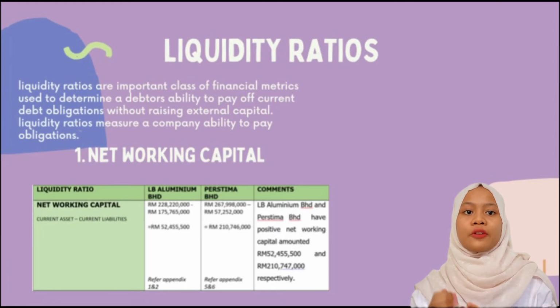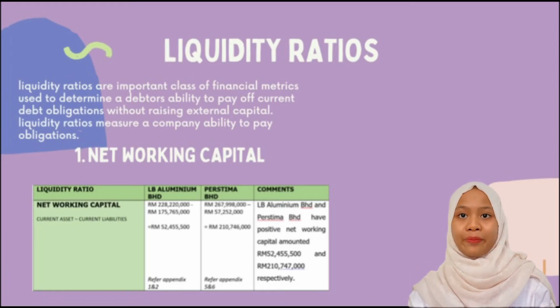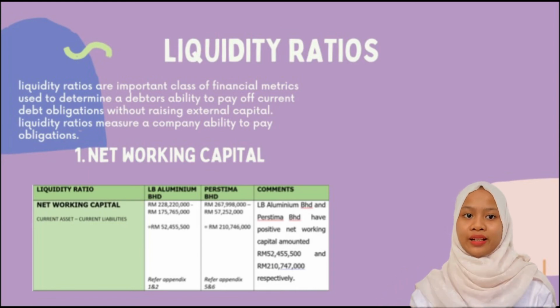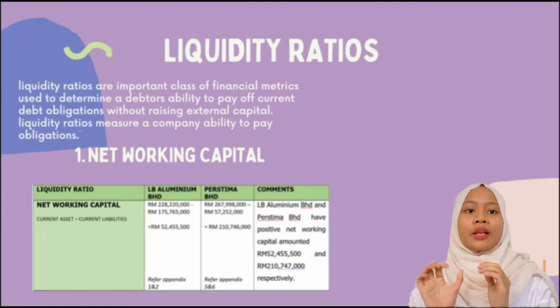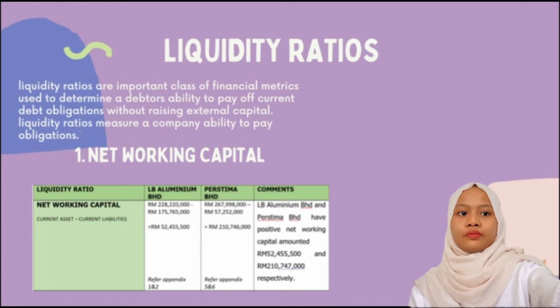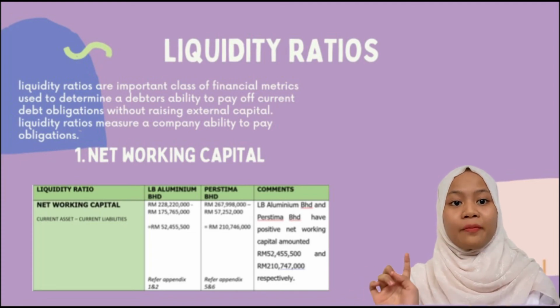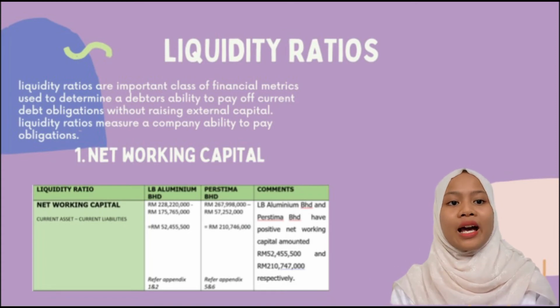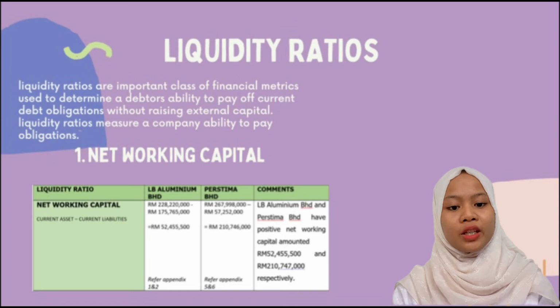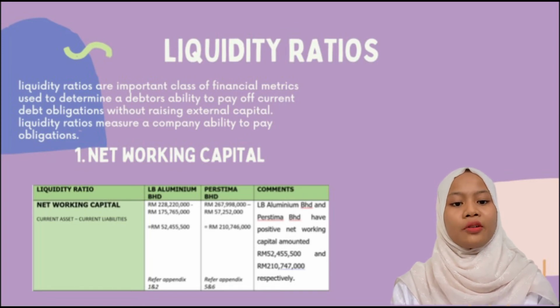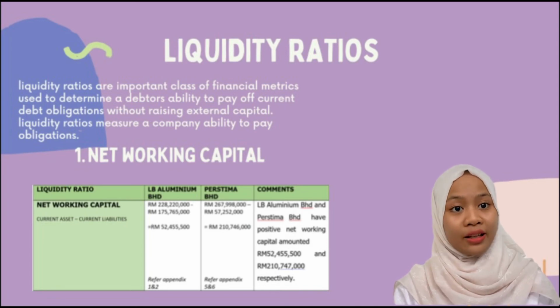Liquidity ratio means a financial metric used to determine a debtor's ability to pay off current debt without raising any external capital. Liquidity ratio measures a company's ability to pay debt obligations. Working capital is current asset minus current liability. In LB Aluminium Berhad, we have 52,455,500, and for Perstima Berhad, we have 210,746,000 for their net working capital.